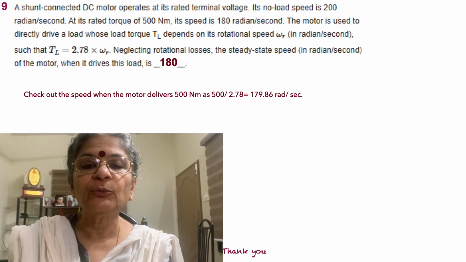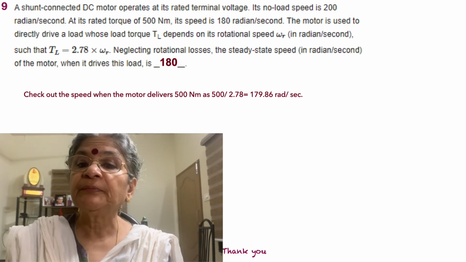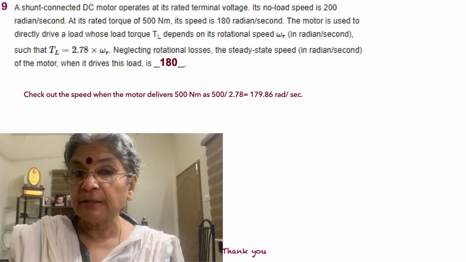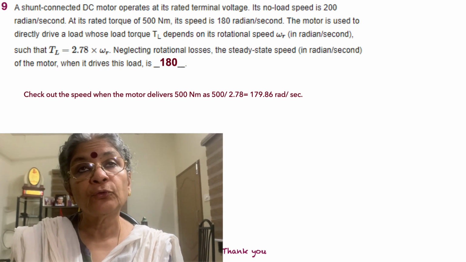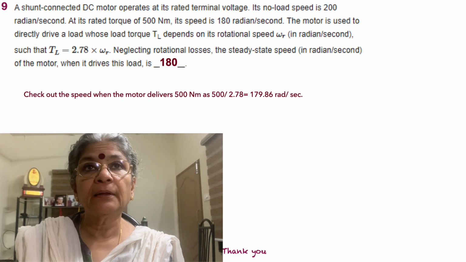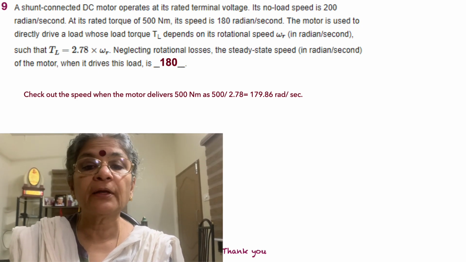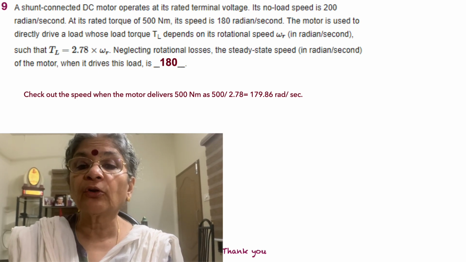Okay. So last problem, the last slide is the 9th one. A shunt connected DC motor operates at its rated terminal voltage. Its no load speed is 200 radians per second. That's different from RPM: N is in RPM, so 2 pi N by 60 gives you the radians per second. And its rated torque is 500 Newton meter.